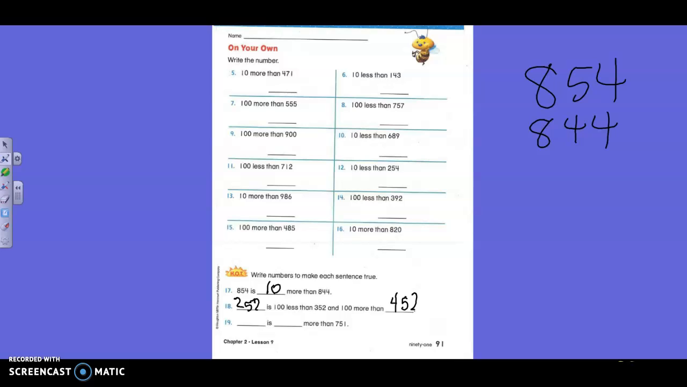Okay. The last one, blank is blank more than 751. You guys get to choose this. If you want to do 10 more or 100 more than 751. Ellie, what do you want to do? 10 more or 100 more? Okay. So we're going to put a 100 right here. Okay.